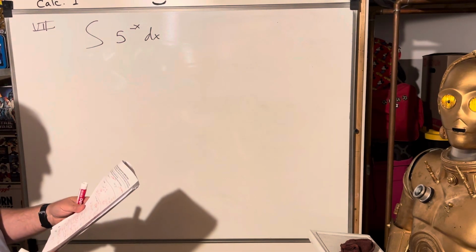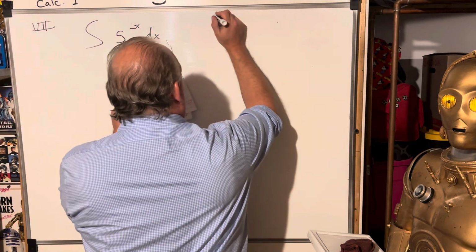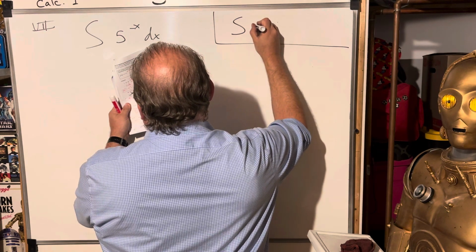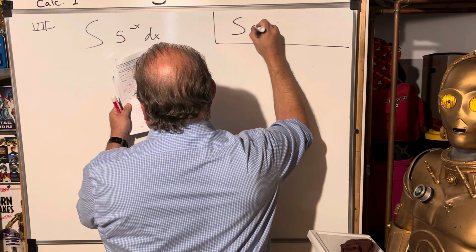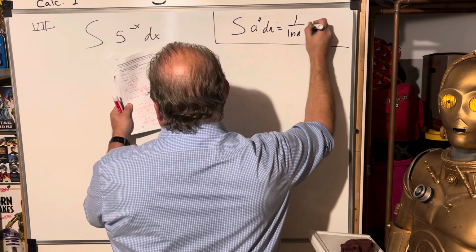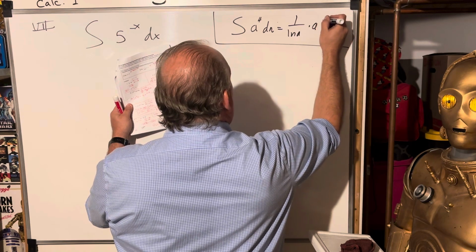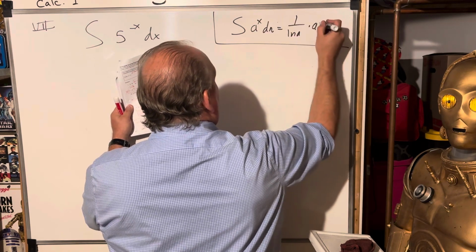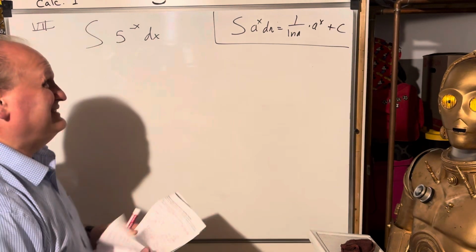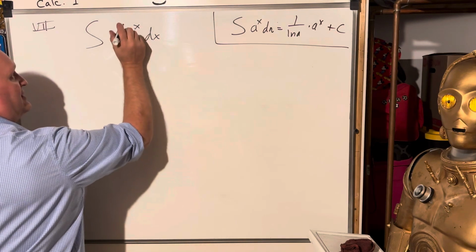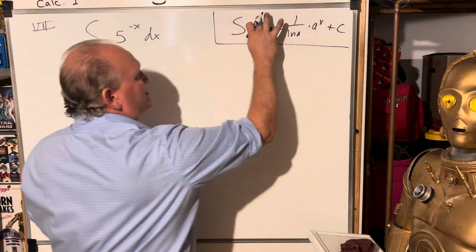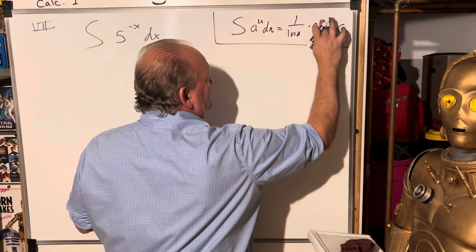All right. So this, we're going to need to do that one that I said don't memorize. So here, let's write that down. The integral of a to the u du is equal to 1 over ln a times a to the u, plus c. So that guy. We're going to do that with this. So here, we can still do the u. This is supposed to be a u, not an x.